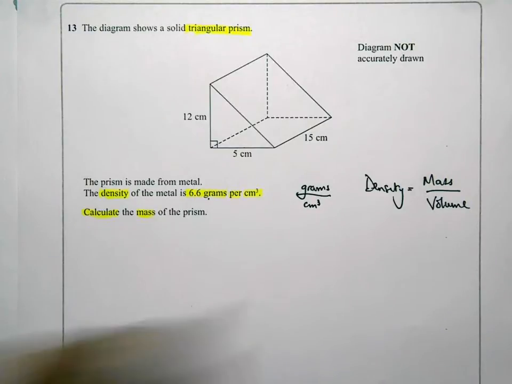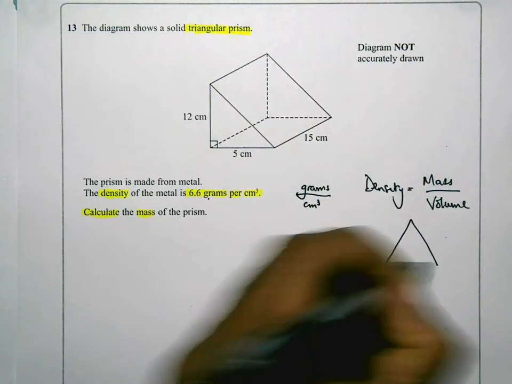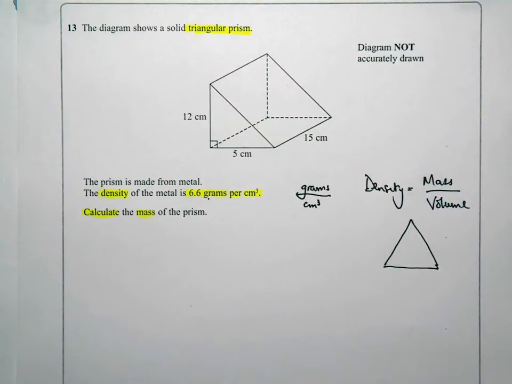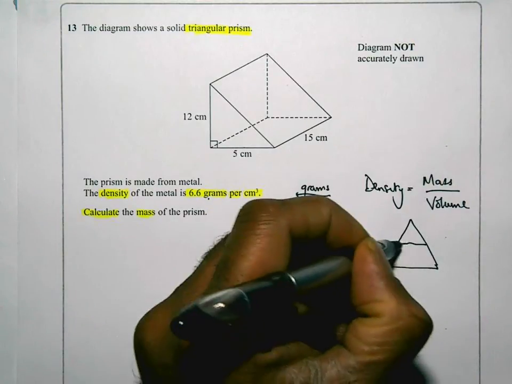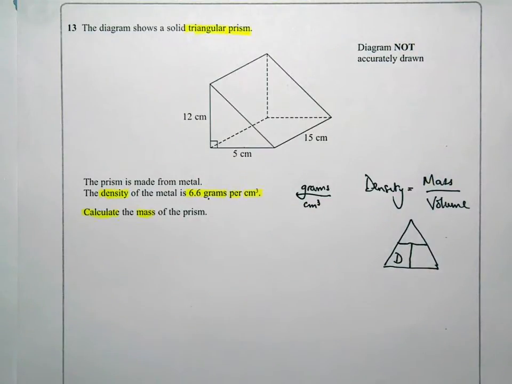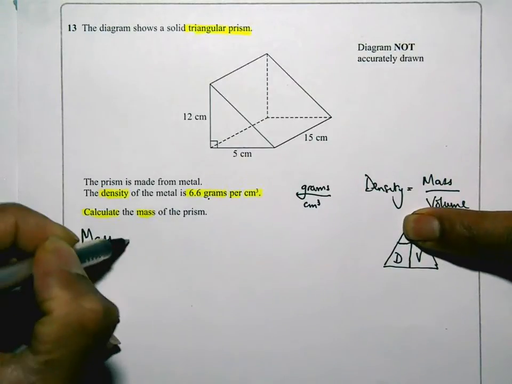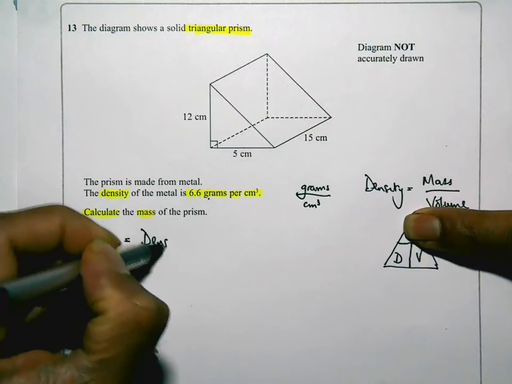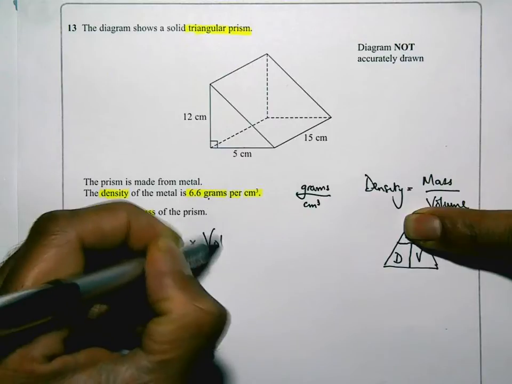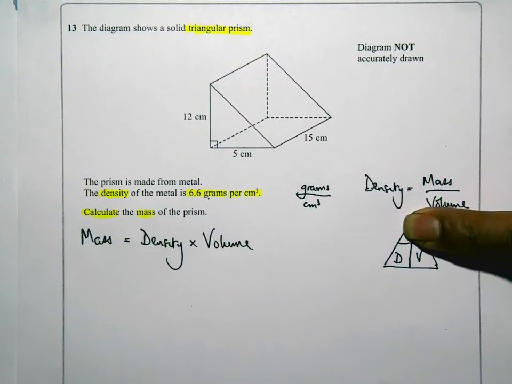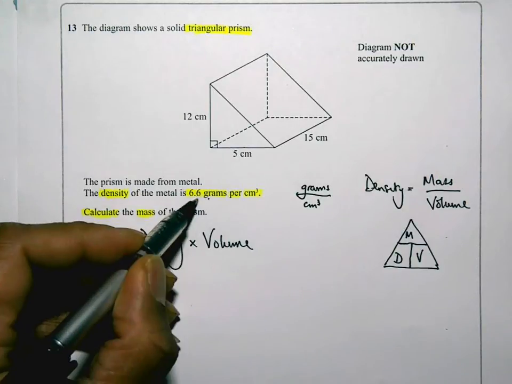And in your science lessons, you should remember the density triangle, right? And this is going to be particularly helpful. Density is mass over volume, right? And by covering up whatever you need to work out, you can actually use that to help you do the correct calculation. Now, in this particular question, I want to work out mass, so I'll be covering mass. So mass is going to equal density times volume. Okay, because those two are next to each other there. I know the density is 6.6 grams per centimeter cubed. The volume I don't know.